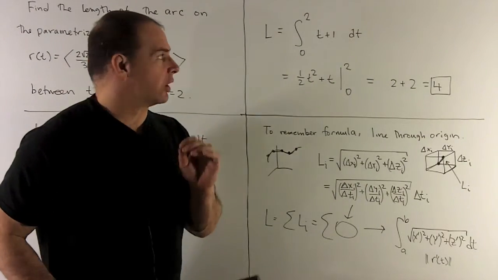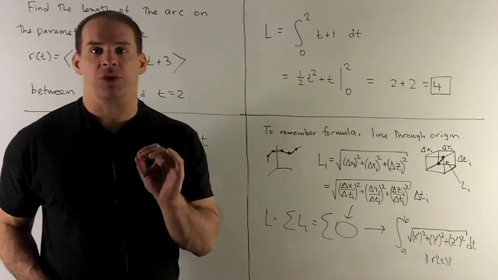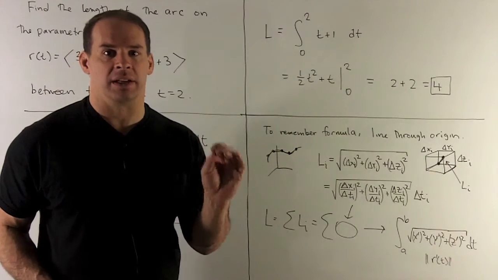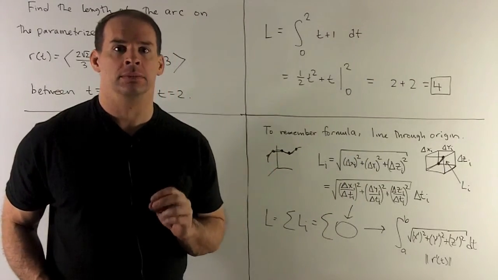So we have our length is the integral from 0 to 2 of (t + 1) dt. I have an antiderivative, 1/2 t squared plus t. Put in 2 and 0, take the difference, and we get 4 for our arc length.